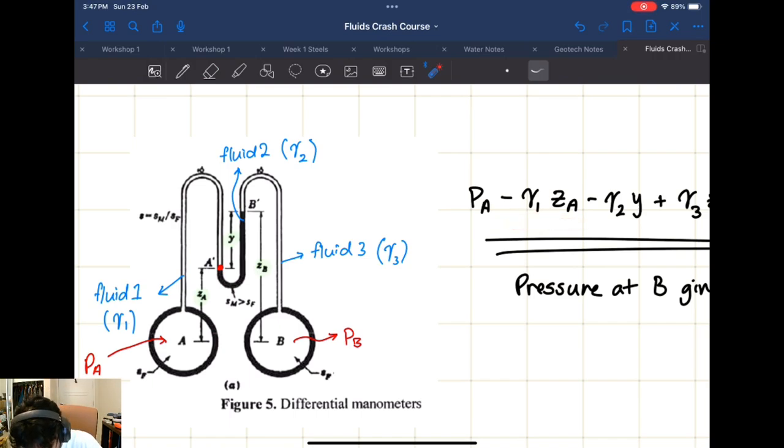Next is going to be fluid number 2 that has unit weight gamma 2. Right. So again, it starts over here. Where does it end? Up here. So again, our height difference, which is Y, is positive because it's going up. We're going up, right? So the pressure again is going to be a decrease.